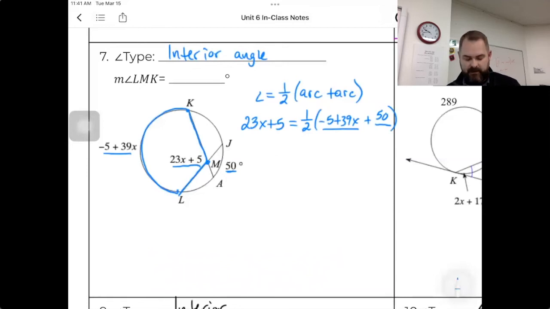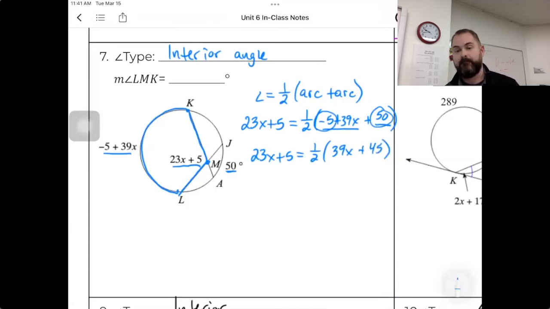Again, we want to combine like terms here. I have -5 and I have 50. That means my 39x is kind of by itself. I'm going to write that first. But then I'm going to add the combined like terms of -5 and 50 as plus 45. Again, I could distribute a 1/2 in there, but these are both odd numbers that would give you some decimal values. I want to avoid that. So what we're going to do is, again, multiply both sides by 2.